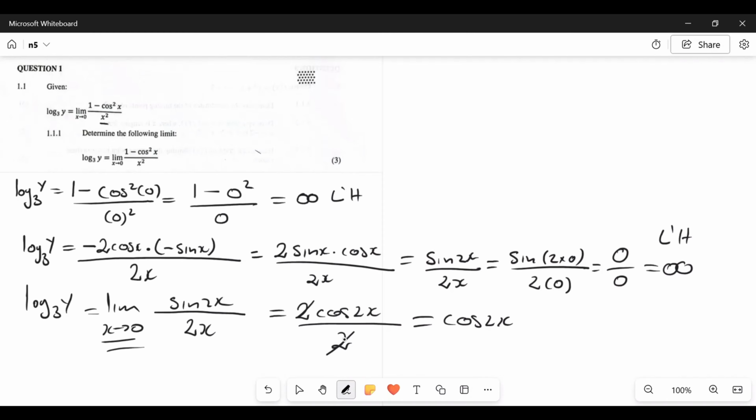Remember, our x is approaching 0. So wherever there is x now, we can substitute with 0. So you're going to have cos(2 × 0), and this here is going to give us 1. So our limit, guys, is actually 1.